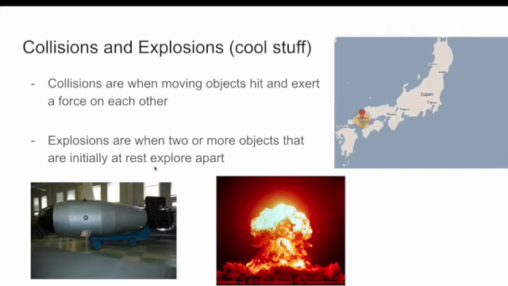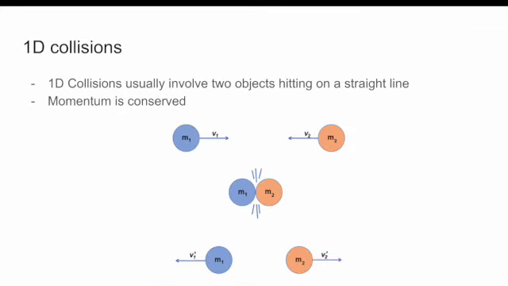So when they explode apart, much like a bomb or dynamite, that's what an explosion is, right? It splits into many different pieces. That's what an explosion is. So let's take a look at one-dimensional collisions first. One-dimensional collisions usually involve two objects hitting each other on a straight line.